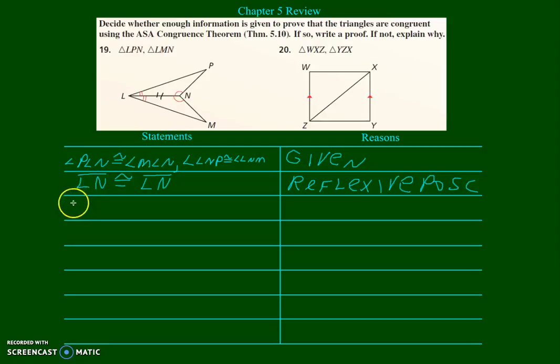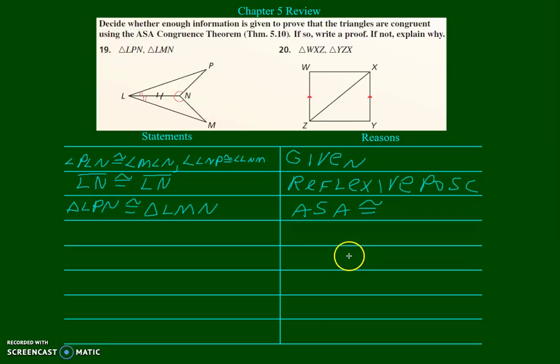So we can say that triangle LPN is congruent to triangle LMN by angle, side, angle congruence.